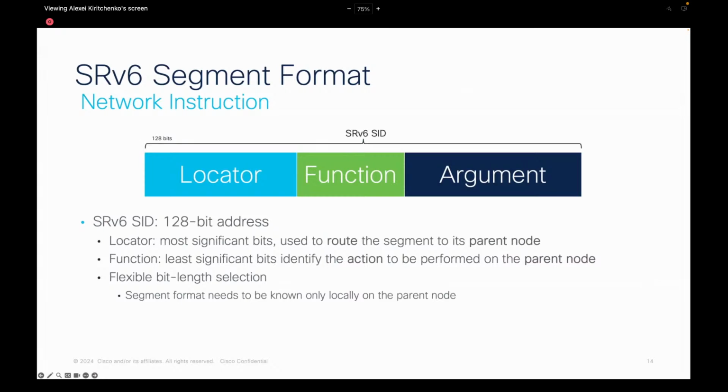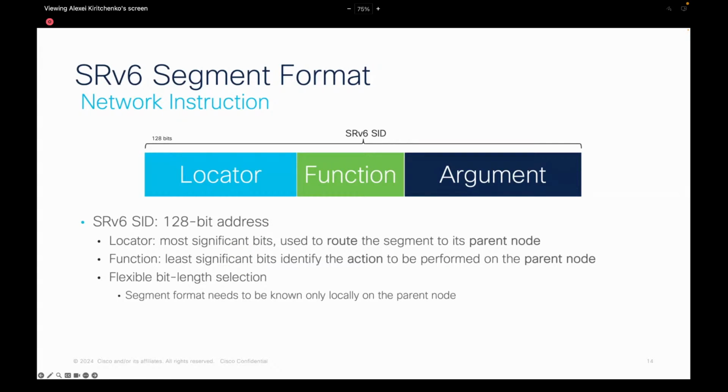The segment is often abbreviated as SID, or segment ID. SRv6 segments have the same format as IPv6 addresses, but they are not IPv6 addresses. The locator part of the segment is formed by the most significant bits and takes the form of an IPv6 prefix with a mask. It is used to reach the parent node, so it has to be routable.